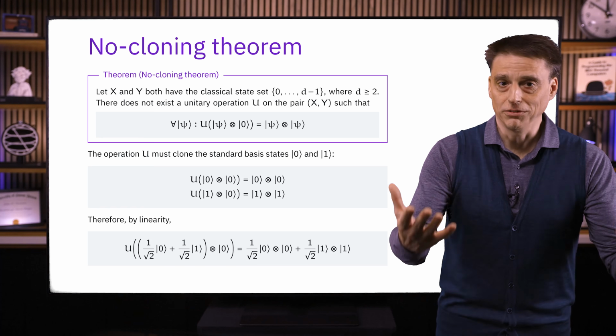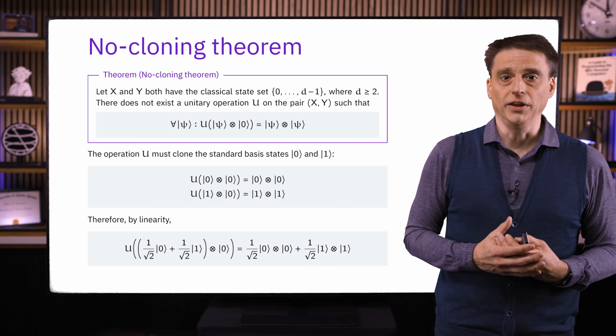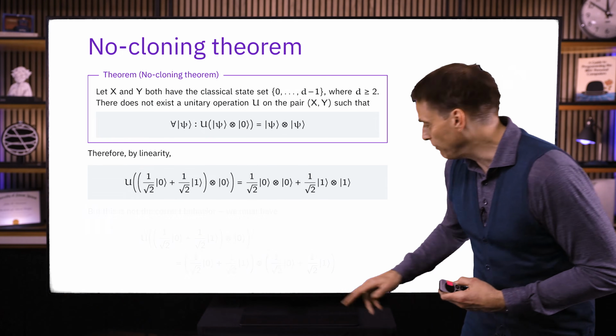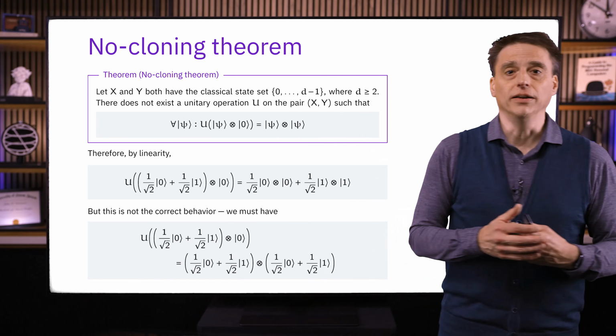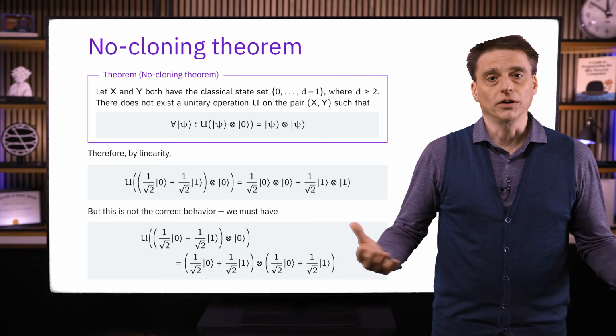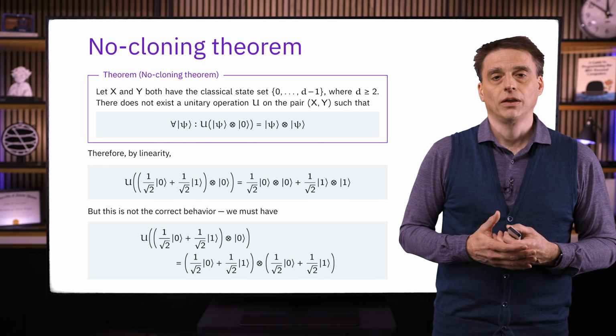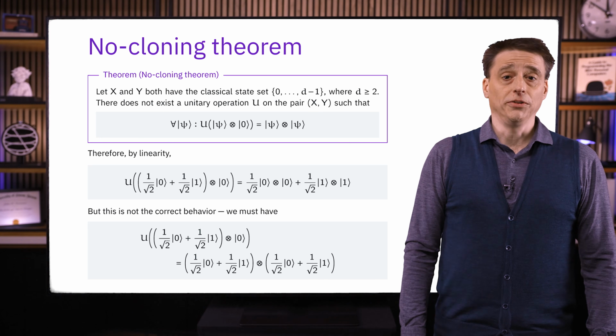However, that's not the right behavior. The requirement on U is that U clones a plus state, which means that we have to have this equation right here being satisfied. These two states aren't the same, and so it doesn't work. And that's all there is to it. Just a few additional remarks about the no-cloning theorem.